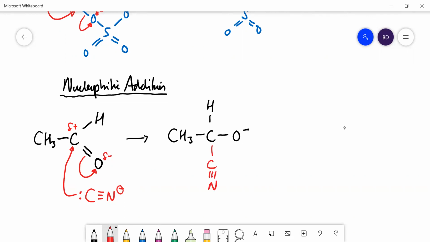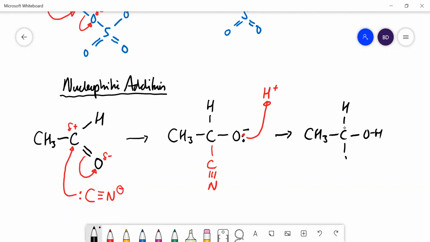Now the O minus picks up a proton, an H plus from the solvent. So I need to draw a lone pair of electrons there, and that pair of electrons goes onto the hydrogen, and you're going to form an OH group, and you've got the final product, that's a hydroxynitrile.